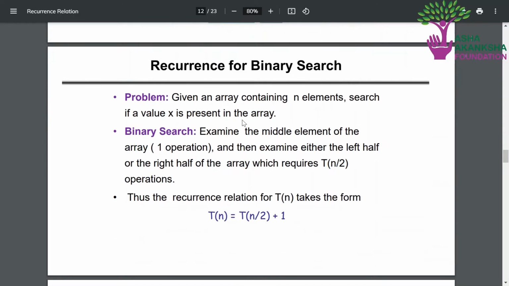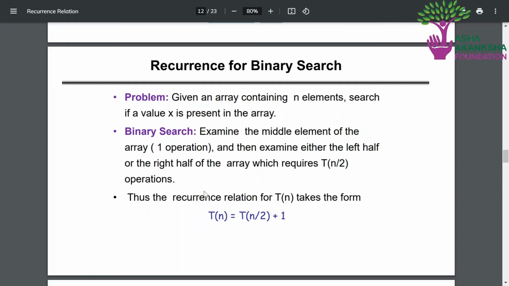Now we will come to the binary search problem for the recurrence relation. So the problem is you are given an array containing n elements. You have to search if a value of x is present in the array. Binary search. What is binary search? So we will examine the middle element of the array, which is one operation, and then examine either the left half or the right half of the array, and we will go in that particular half, which only requires T of n by 2 operations.